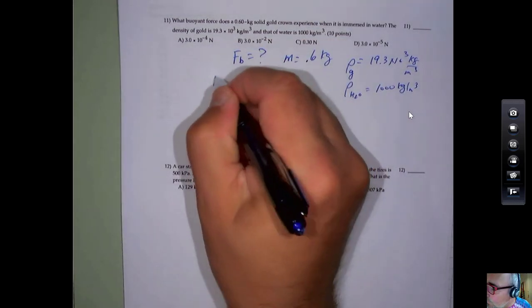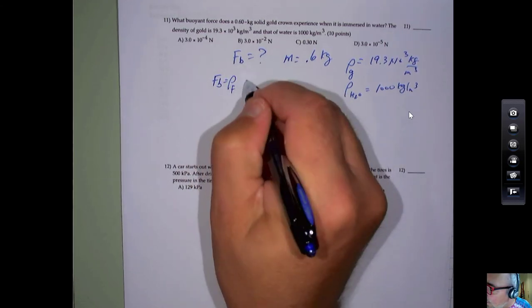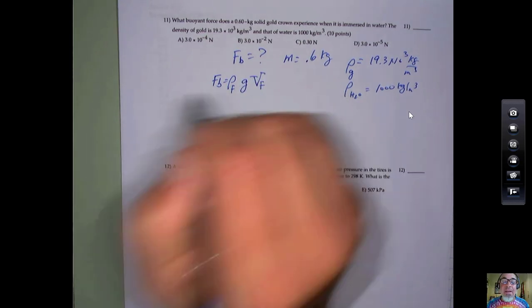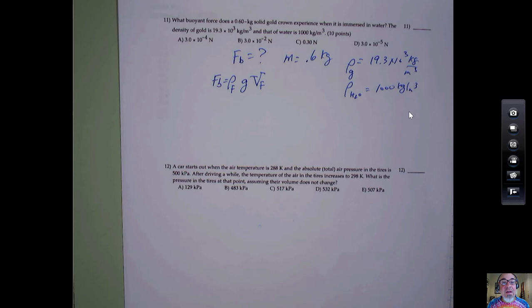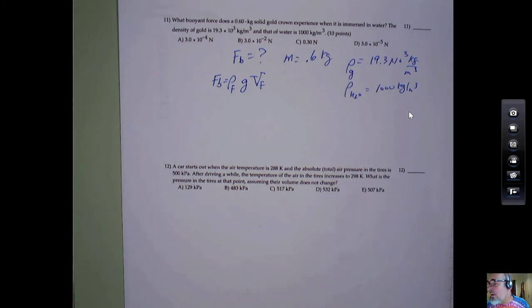Okay, so here's the formula for the buoyant force. So it's the density of the fluid times G times the volume of the fluid that is displaced. So if this crown is completely submerged, then the volume that's submerged is the total volume of the crown. It's equal to the volume of the fluid that's displaced. So if you put a certain volume in a fluid and it's submerged, the water level goes up by the same amount. So the volume of the fluid that's displaced is equal to the volume of the object when it's completely submerged.